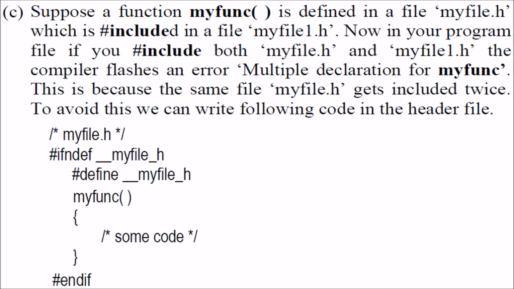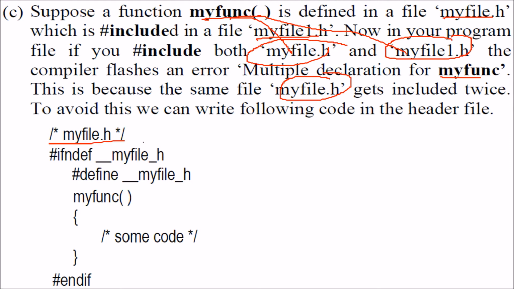Suppose you have a function myFunction which is defined in myfile.h, which is included in myfile1.h. Now if in your program file you include both myfile.h and myfile1.h, you have this function myFunction defined here also and here also. So the compiler will flash an error that you have multiply defined myFunction, because this same file myfile.h gets included twice. How to avoid this kind of situation?